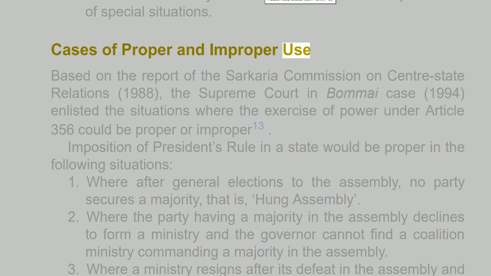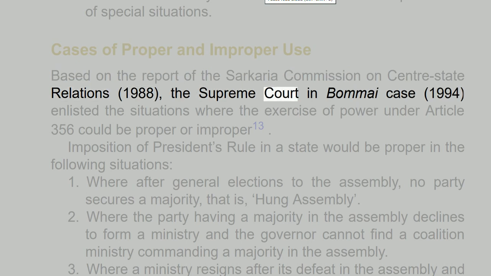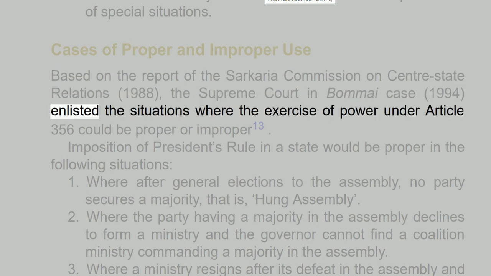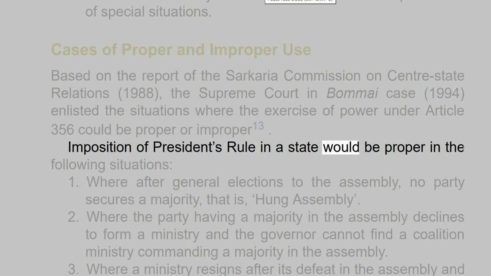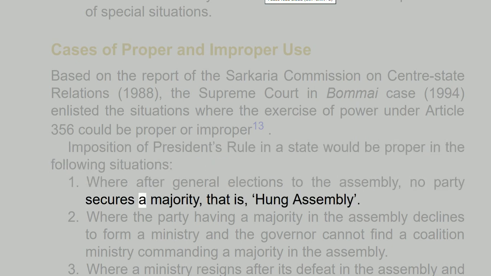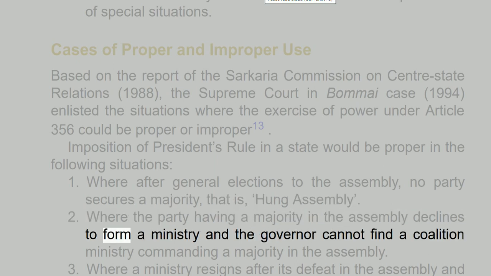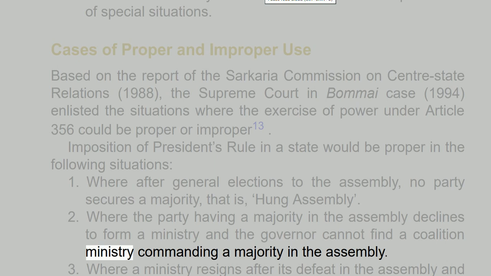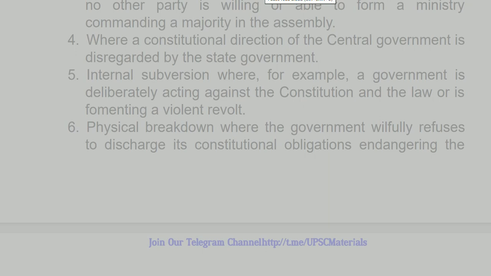Cases of proper and improper use. Based on the report of the Sarkaria Commission on Centre-State Relations, 1988, the Supreme Court in Bommai case, 1994, enlisted the situations where the exercise of power under Article 356 could be proper or improper. Imposition of President's rule in a state would be proper in the following situations. 1. Where after general elections to the Assembly, no party secures a majority, that is, hung Assembly. 2. Where the party having a majority in the Assembly declines to form a ministry and the Governor cannot find a coalition ministry commanding a majority in the Assembly. 3. Where a ministry resigns after its defeat in the Assembly and no other party is willing or able to form a ministry commanding a majority in the Assembly.